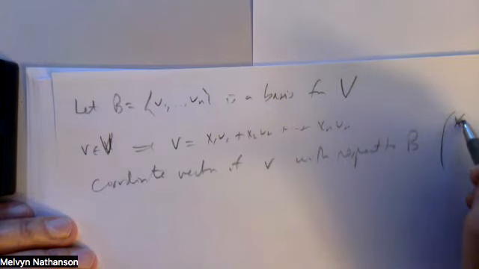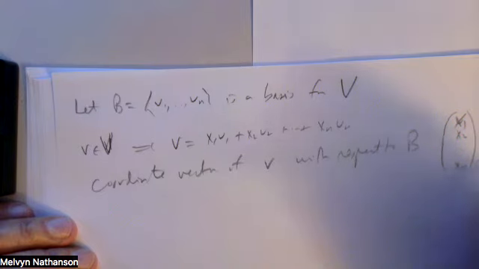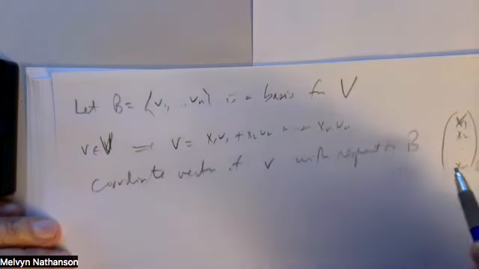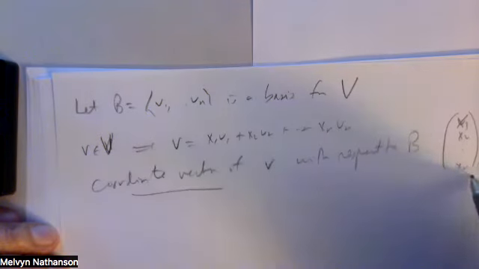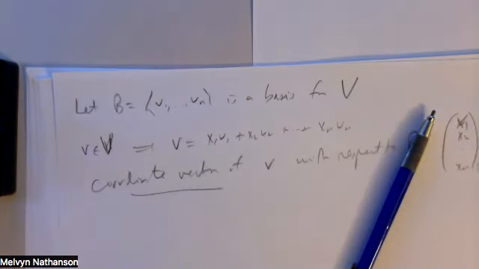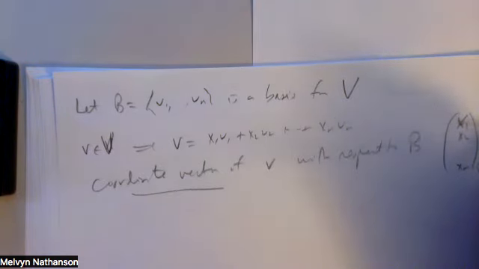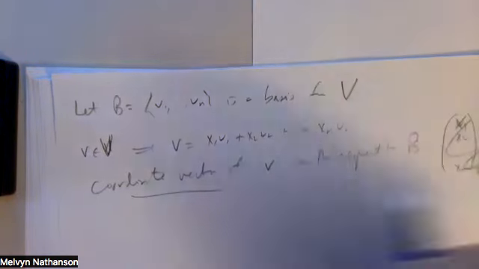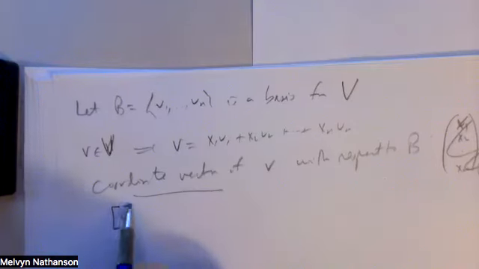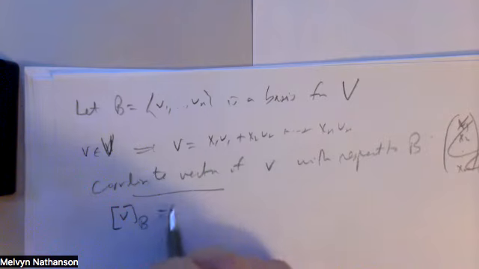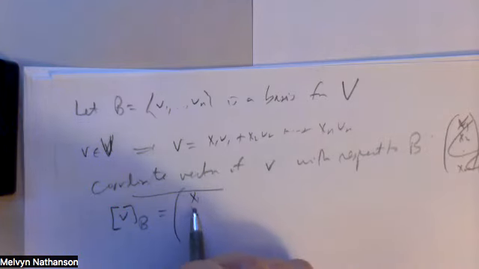It's this n-dimensional vector x1 up to xn, and I put a subscript B there to indicate this is the coordinate vector with respect to the basis B. So let me use this notation. For the vector v, the coordinate vector with respect to basis B is x1, x2 down to xn.